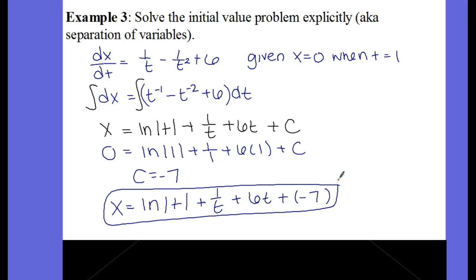Okay? Let's look at what happens if you have a discontinuity inside there. So again, go ahead and read through that example at the top.